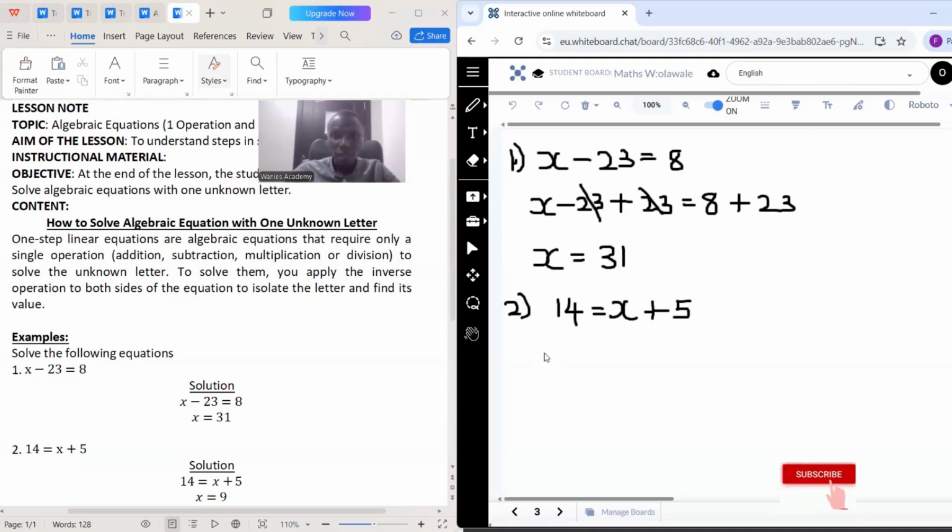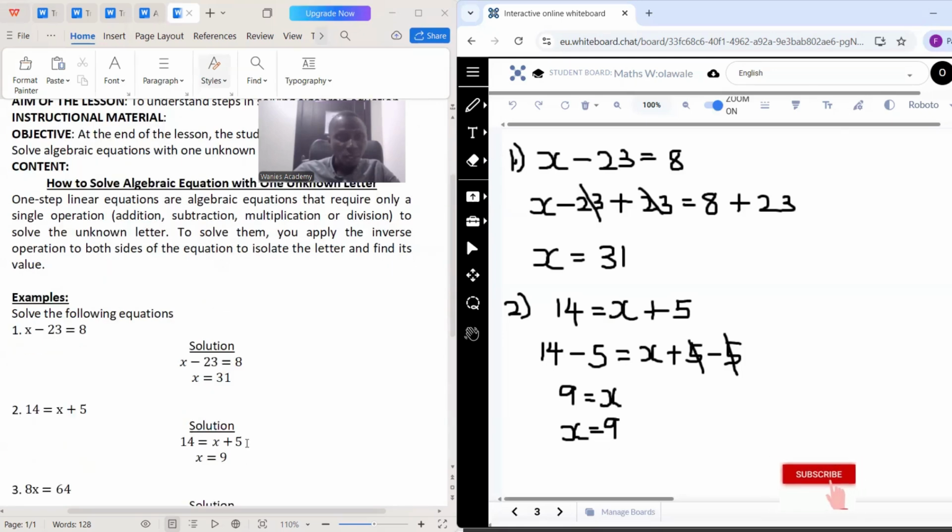So subtracting 5 from both sides, we have 14 minus 5 equals to, we have x plus 5 minus 5. Because plus 5 minus 5, that's going to give us 0. So we have 14 minus 5. We're going to have this to be 9 equals to x. And of course, we can still rewrite this as saying that x to be equals to 9. So it means that the value of x there is 9. Look at the next example.